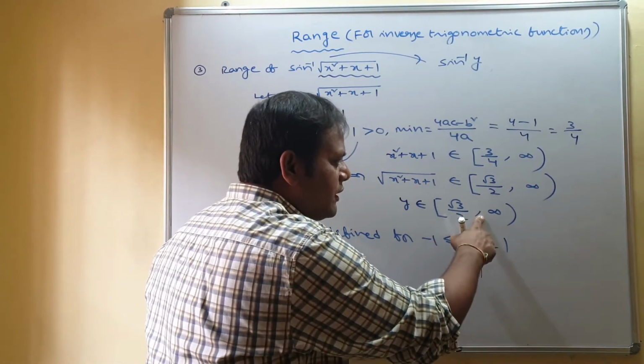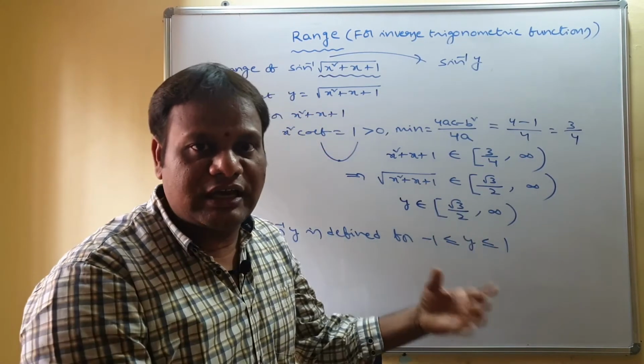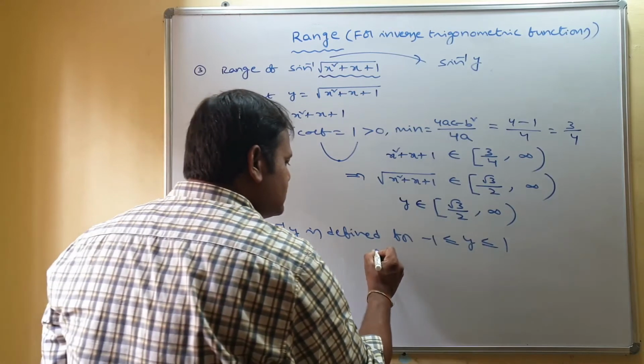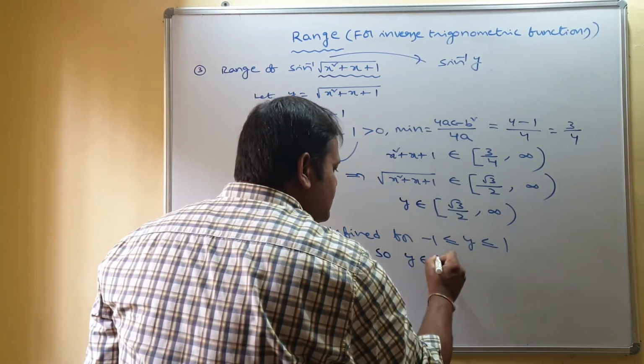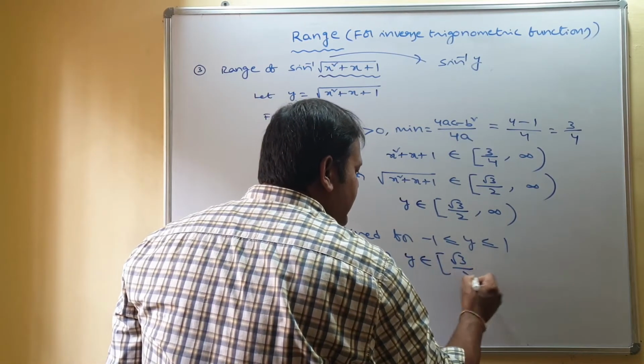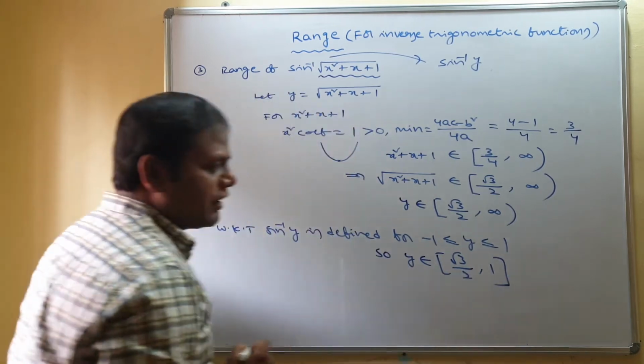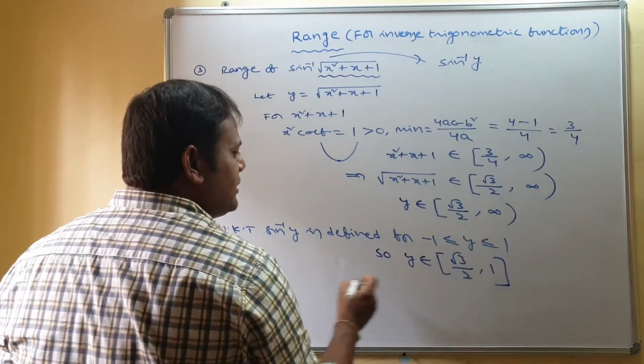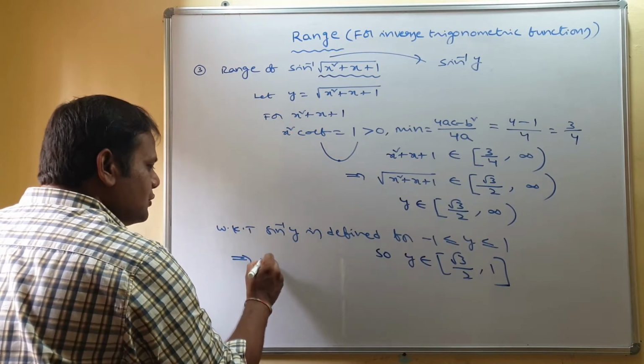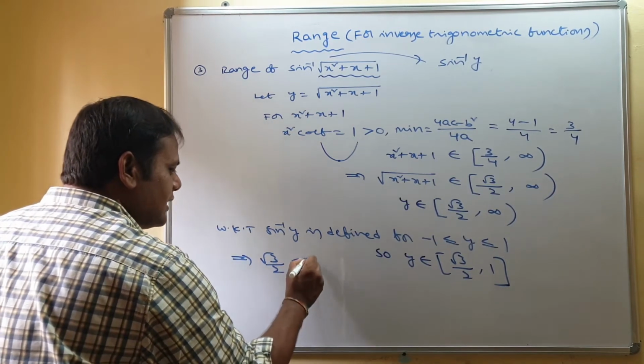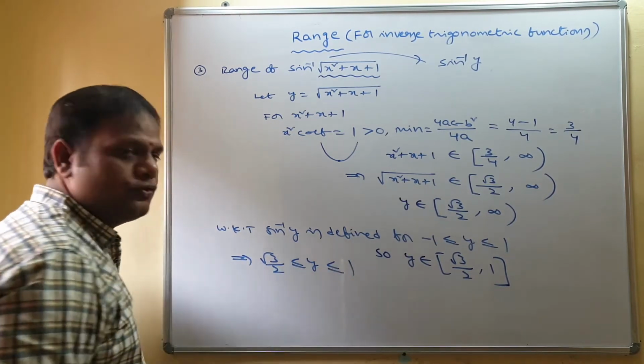But in this interval we have values more than 1. So neglect all those values. So y belongs to closed interval root 3 by 2 to 1. So what is the meaning of this? That is, root 3 by 2 less than or equal to y less than or equal to 1.